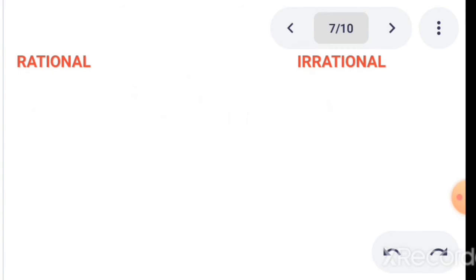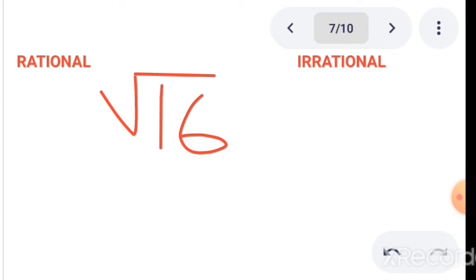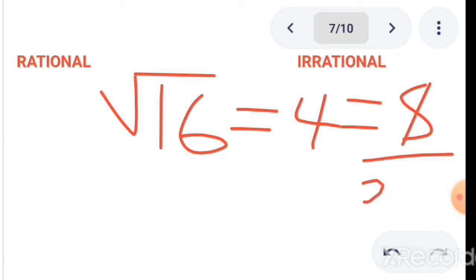Let us see square roots. What if we had square root of 16? Can it be expressed as a ratio of two integers? Yes. If you press your calculator, square root of 16 is 4. And 4 can be expressed as 8 over 2. Therefore, square root of 16 is a rational number.